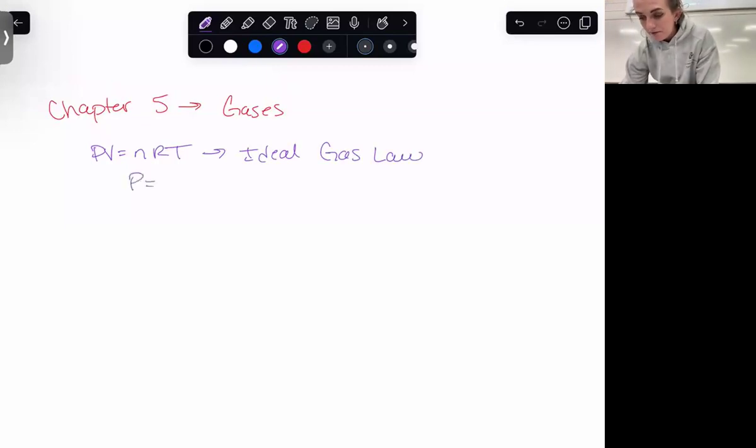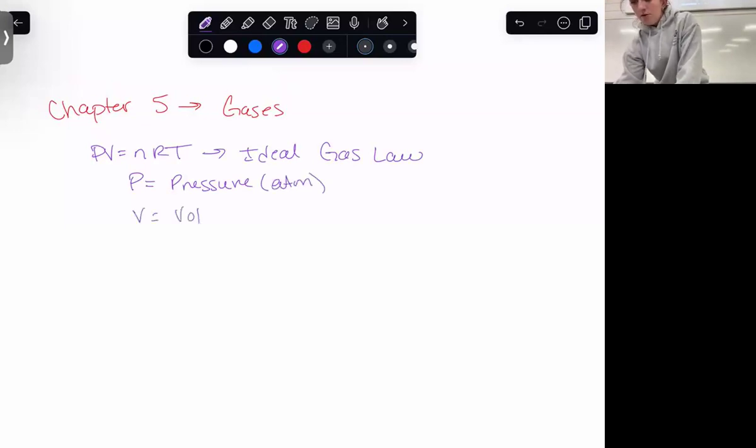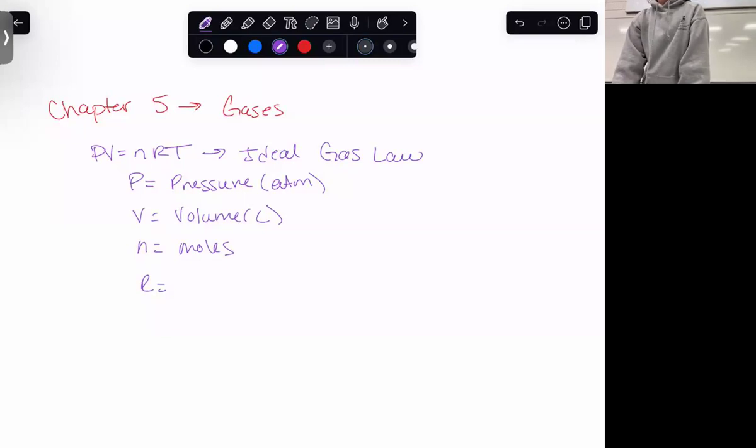We have P is equal to pressure, and what unit is pressure usually in for the ideal gas law? Atmospheres. What about V? Yep, it's volume and it's going to be liters. What is n? That's going to be your moles. What is R here? It's a constant, and what constant are we using? You don't need to know the exact value, but is it the big one or the small one? It's the small one.